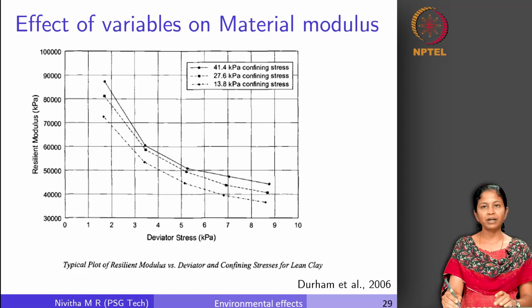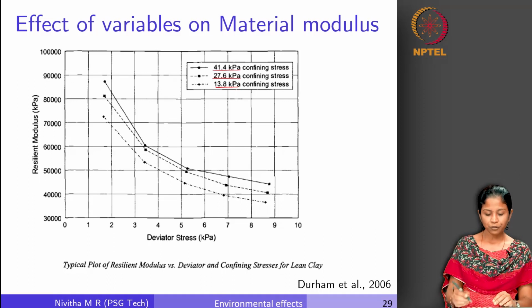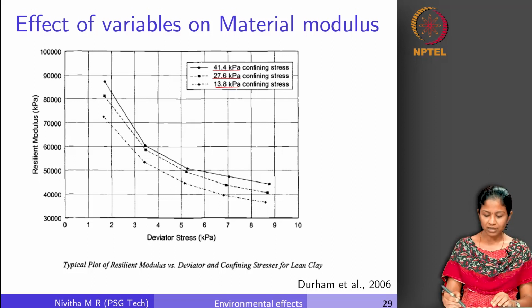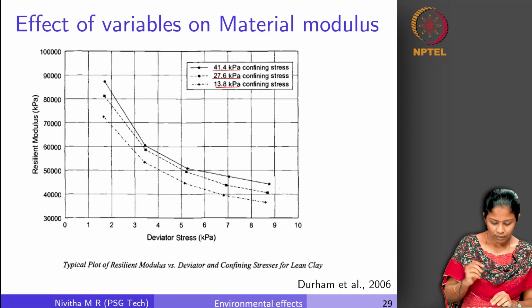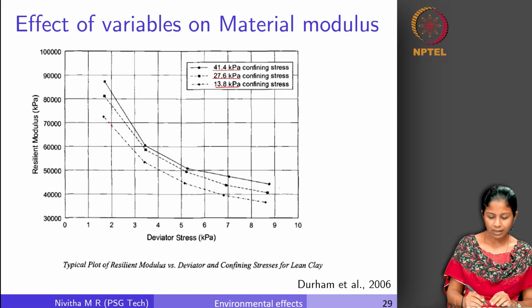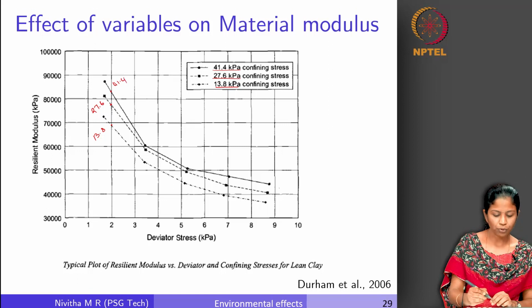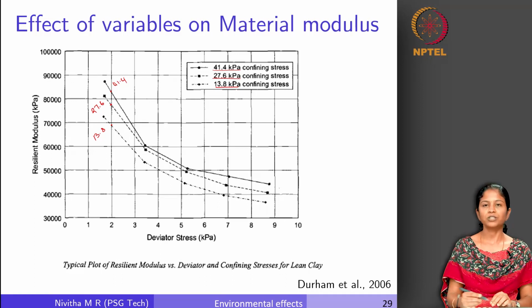So, we said we are giving different confining pressures. If you remember the loading sequence, we had different confining pressures. So, one is 13.8, 27.6, 41.4. So, for each of these cases, how the resilient modulus varies with deviator stress. You can see again with deviator stress it decreases. It is not a linear variation, we can see that as well, and it is also varying with confining stress. Let us take one deviator stress which is 2 kilopascal. So, this is a confining pressure of 13.8, this is 27.6 and this is 41.4. So, you can see here as the confining pressure increases, the resilient modulus also increases, right.